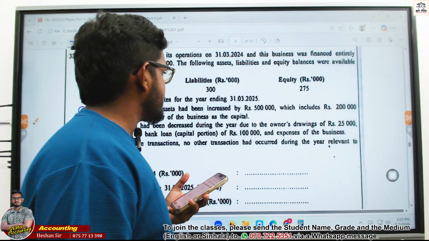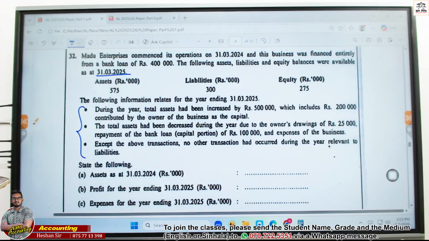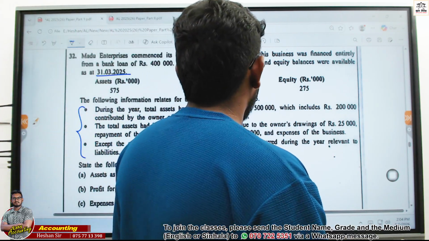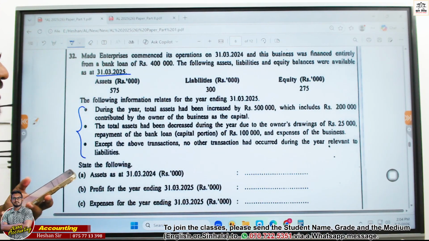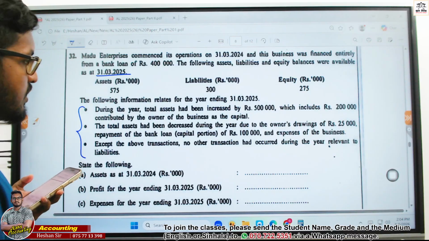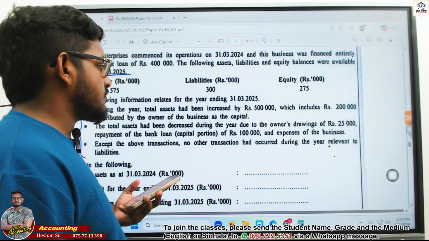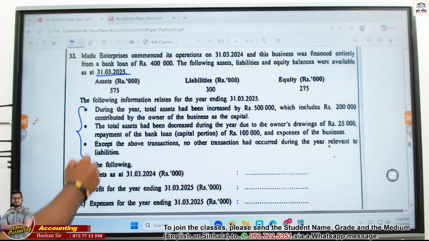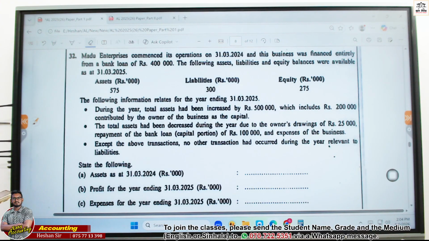During the year, total assets increased by 50, which includes a 200 contribution by the owner of the business as capital. Total assets decreased during the year due to the owner's drawings of 25,000, repayment of the bank loan, capital portion of 10,000, and expenses of the business. Except for the above transactions, no other transaction occurred during the year relating to the liabilities.